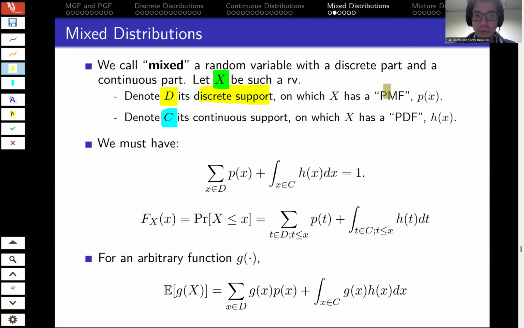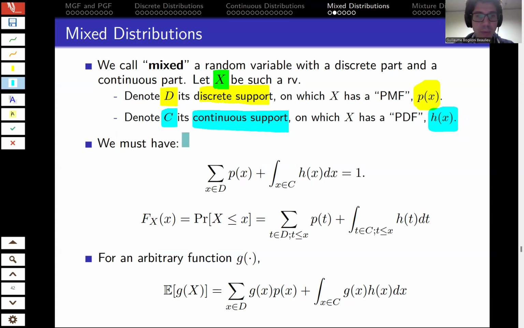Now, for this discrete support, you might say that X has a PMF, a probability mass function that you might denote px. Now, there's also, of course, a continuous support, denoted C here. And on that support, you might say that X has a PDF, probability density function, that here we're going to denote little hx. Now, I say those words in quotation marks because the sum of all the px's doesn't equal 1, and the sum of all the hx's doesn't equal 1. So strictly speaking, they are not PMF and PDFs. But still, it helps to view them as kind of, I would call them pseudo PMF and pseudo PDF.